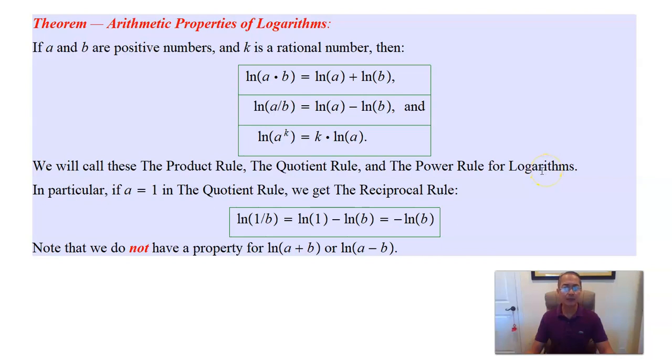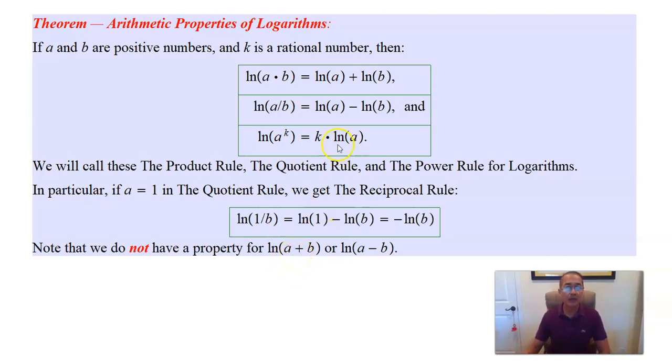Please note, while I'm thinking about it right now, there is no property for ln of a plus b or ln of a minus b. Ln of a plus ln of b is not the same thing as ln of a plus b. There is no property at all which involves ln of a plus b.